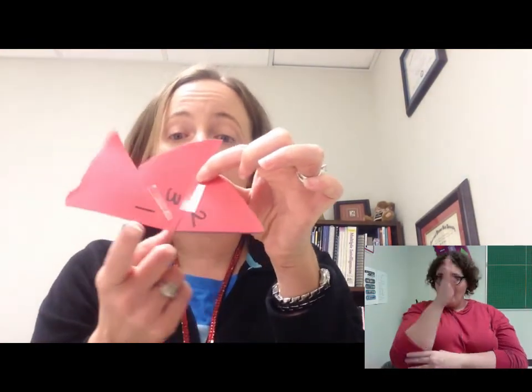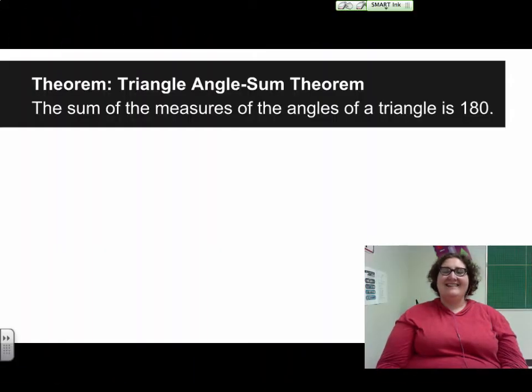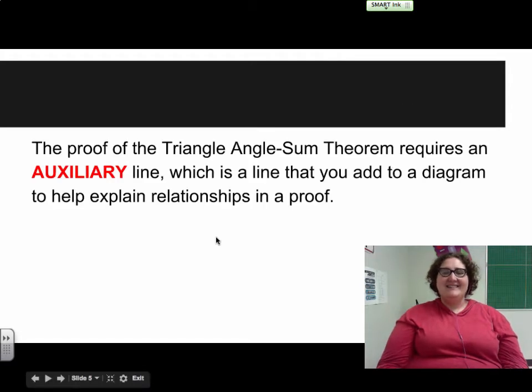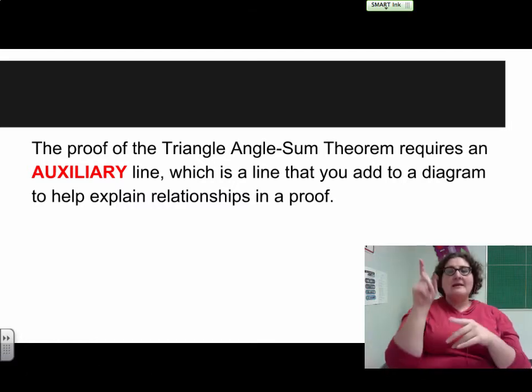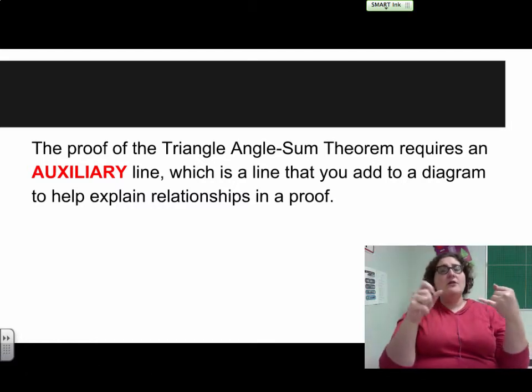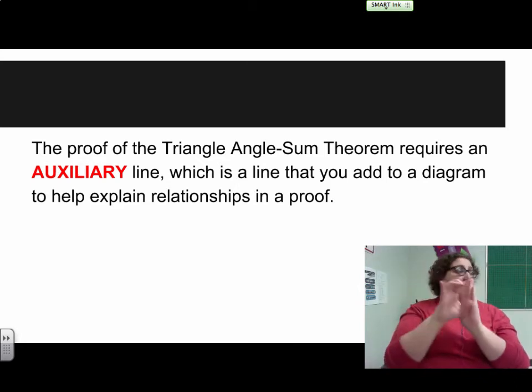And voila. Notice when I put angles 1, 2, and 3 together, I have a straight line right here. And because I have a straight line, that means that the sum of the three angles has to equal 180. The proof of the triangle Angle-Sum theorem requires an auxiliary line, which is a line that you add to a diagram to help explain the relationships in a proof.